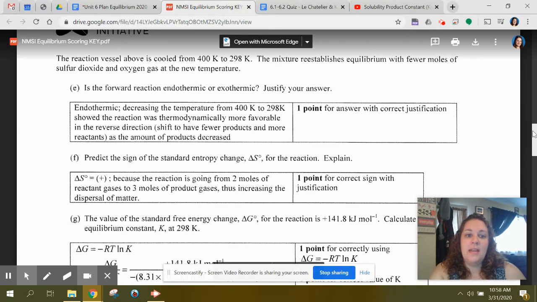Okay, calculate the sign of standard entropy. Entropy is not on your AP exam anymore, but it's still part of the content that we've covered. You'll still be tested on it when we take our Unit 5-6 test. So still a very valid question.